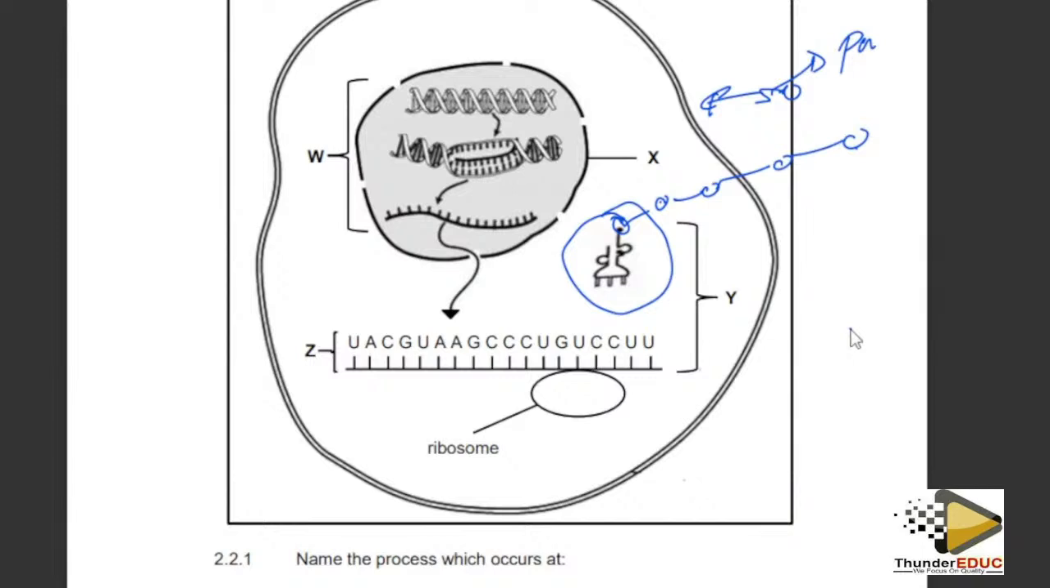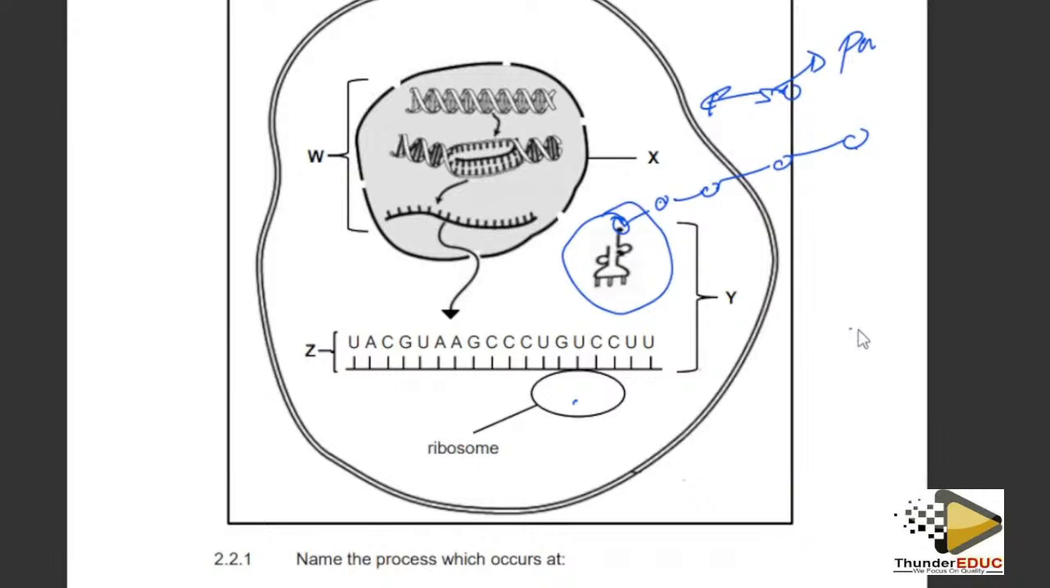This is messenger RNA, and which organelle is this? It is a ribosome. Now, a question can come: how many bases, how many nucleotides, code for an amino acid? So, let's answer that. How many bases code for an amino acid?